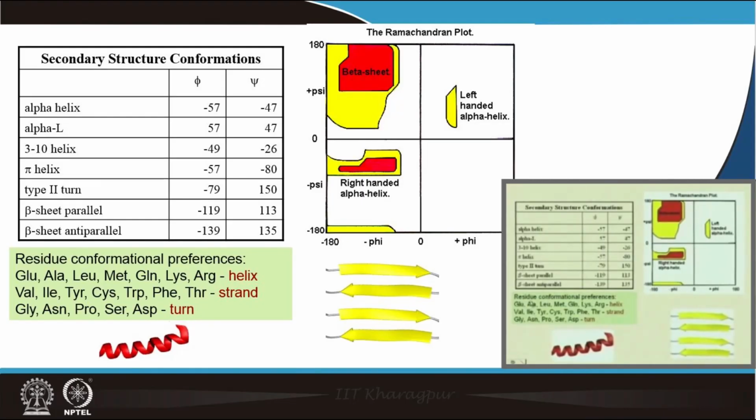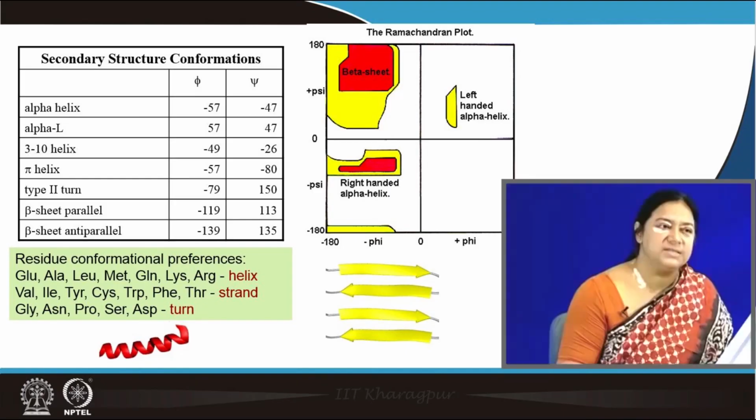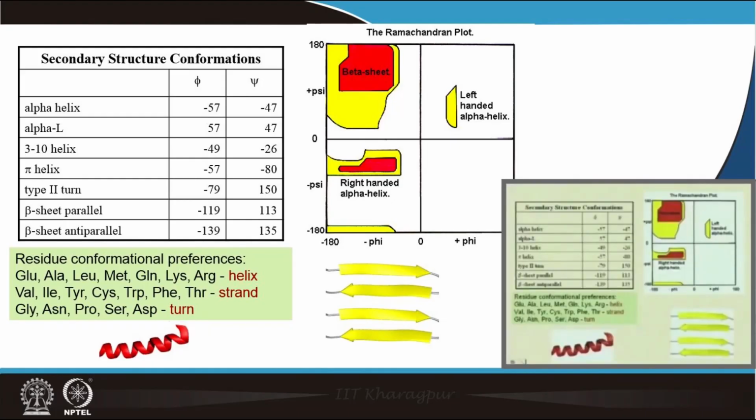Now, what I have listed here is some residue conformational preferences. What does that mean? It means that these residues would like to be in an alpha helix. They prefer to be in alpha helices. These residues prefer to be in strands, and there are certain other residues that prefer to be in turns. What are turns? Turns are going to link the two secondary structural elements together.